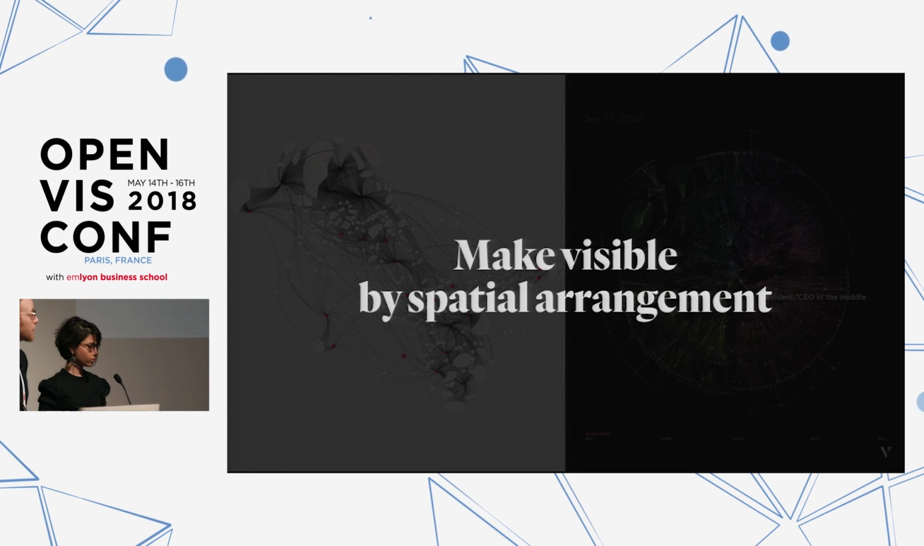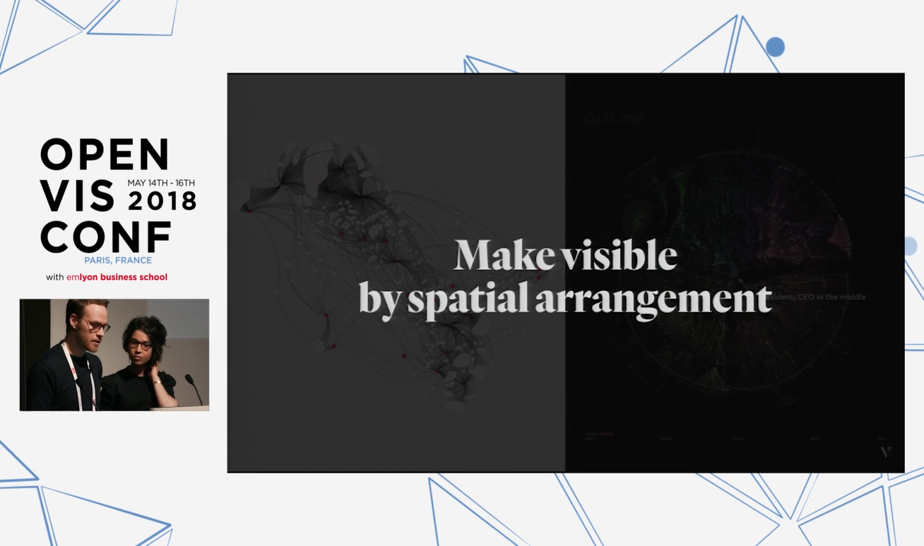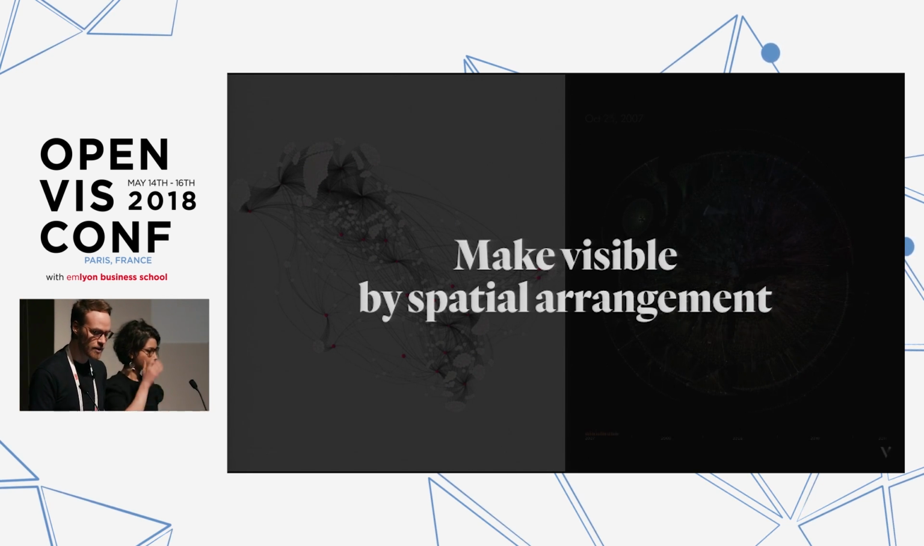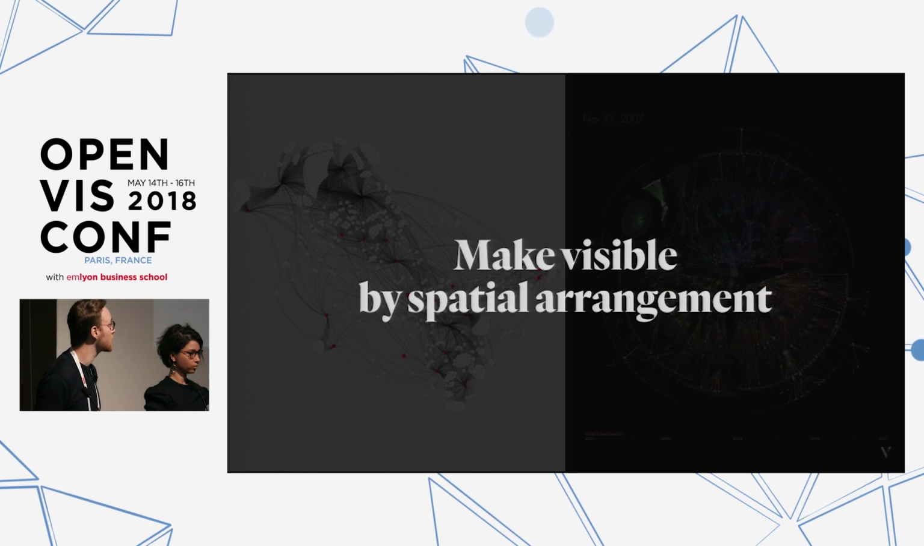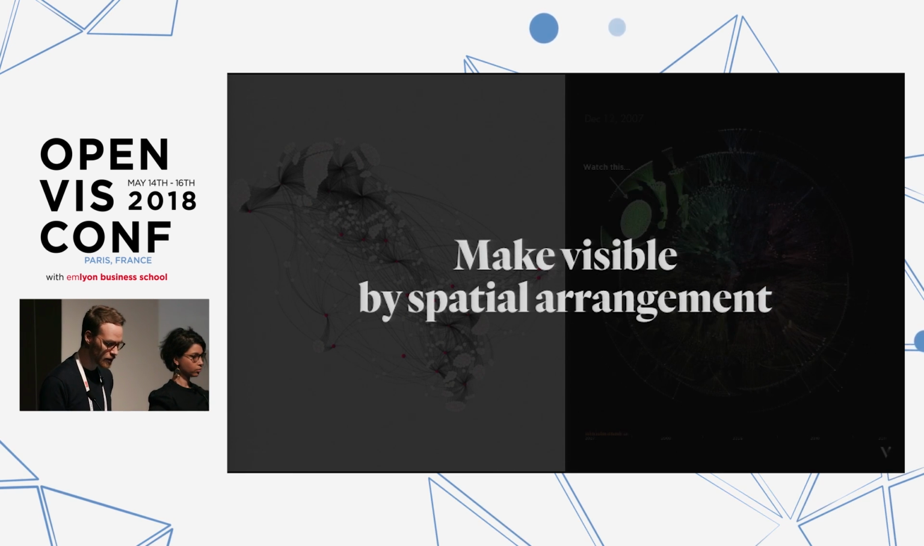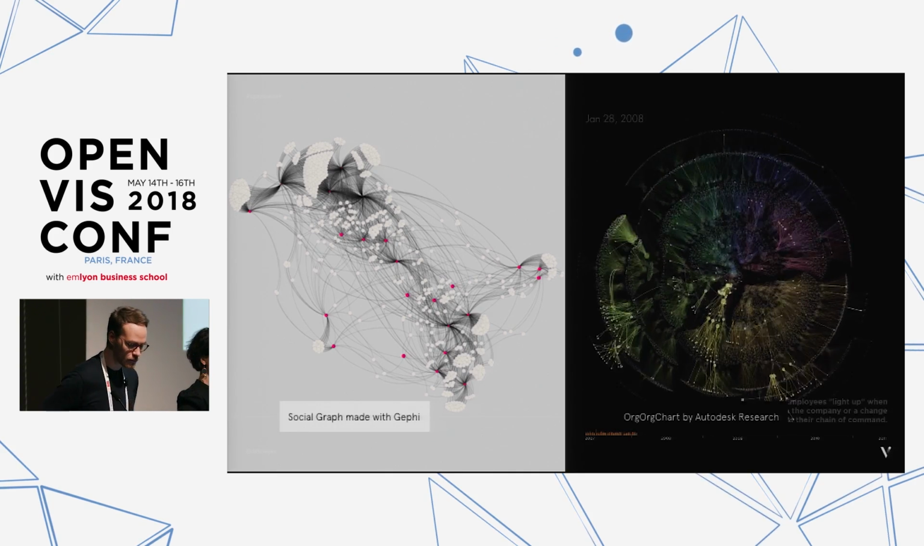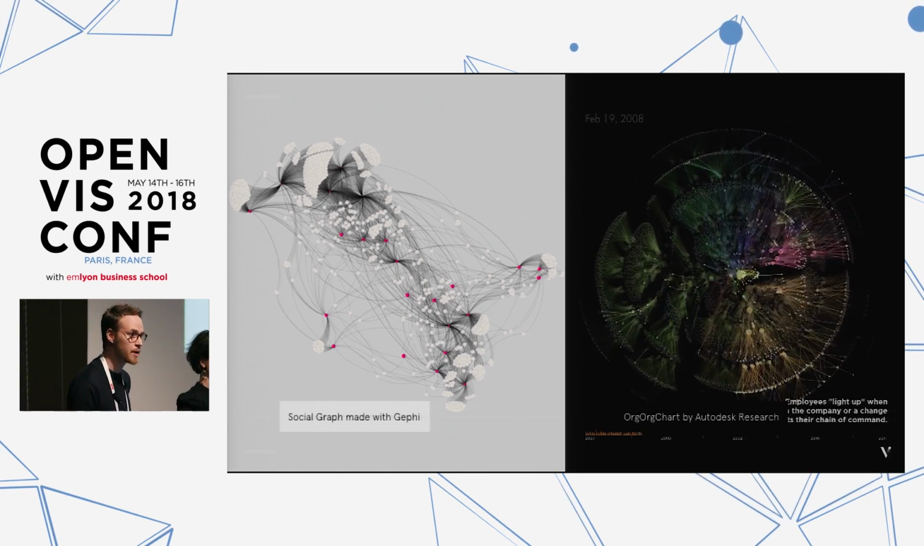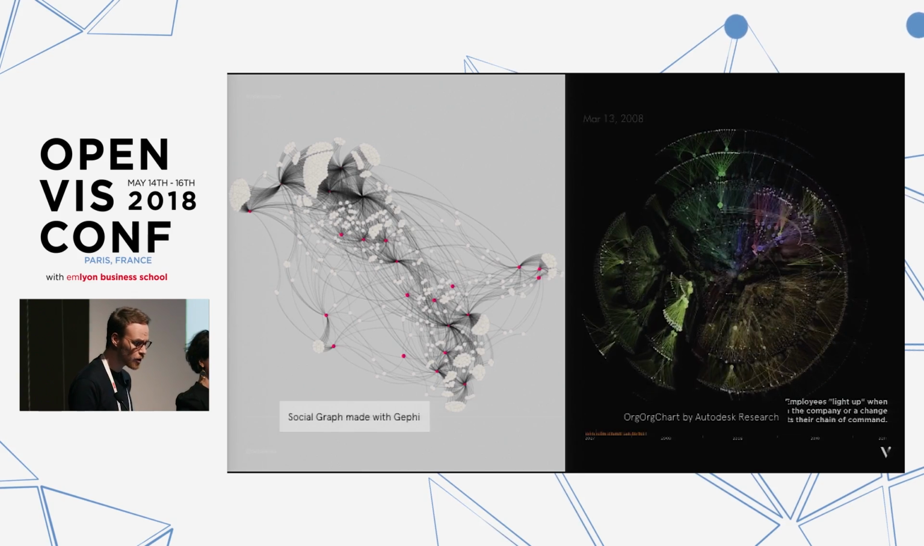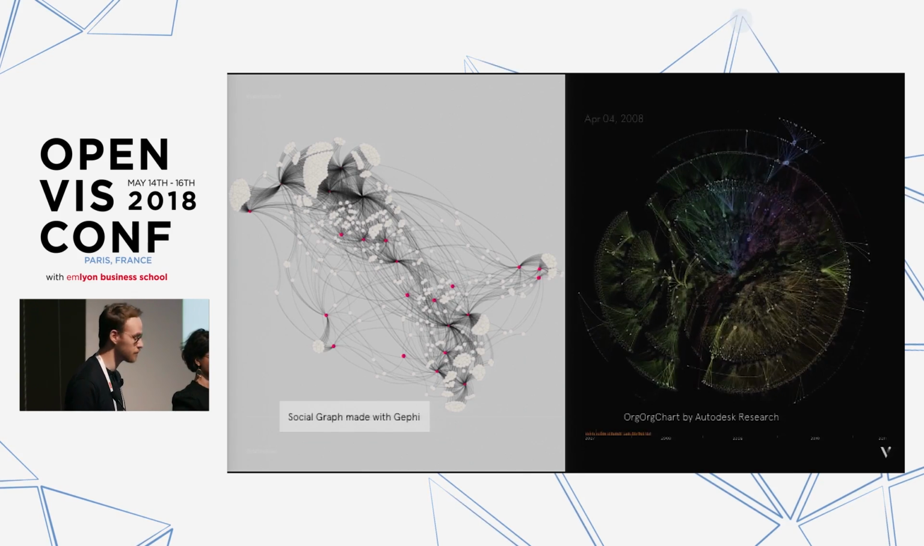Then, the third category includes data visualizations that reveal patterns by giving the data a spatial arrangement, a physical form. Here, it is the positioning in space that makes trends in the data visible. Information is highlighted by spatialization. And it works especially well with social graphs.